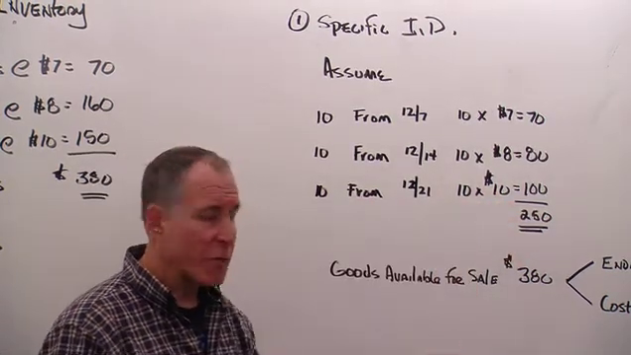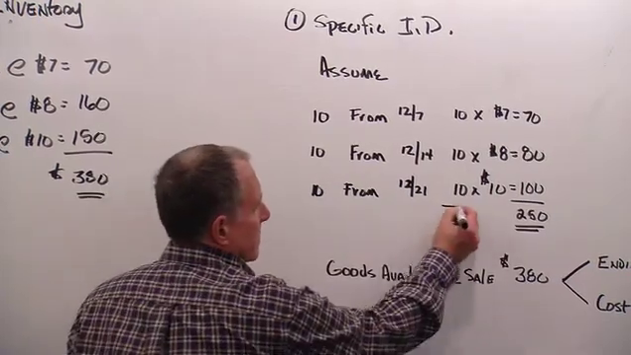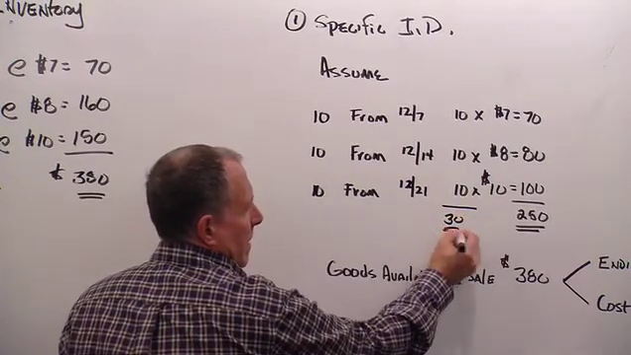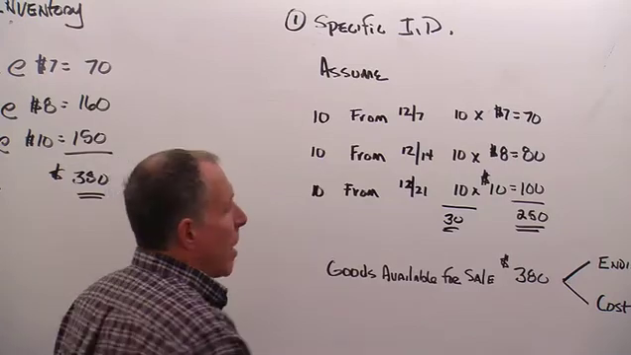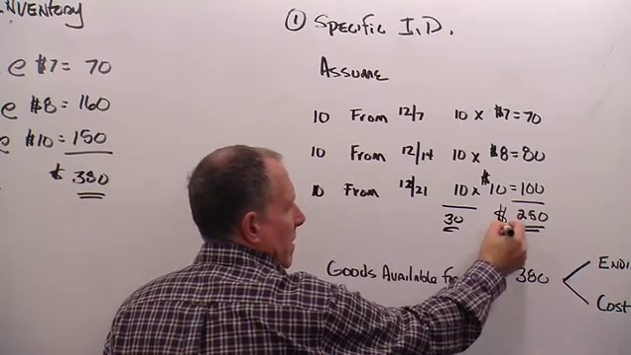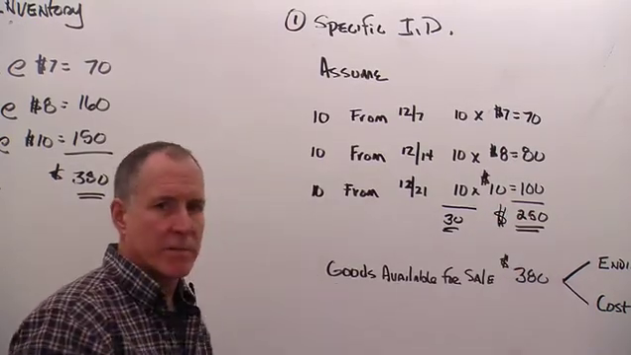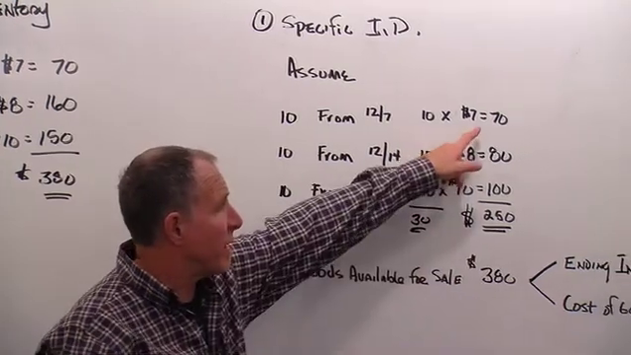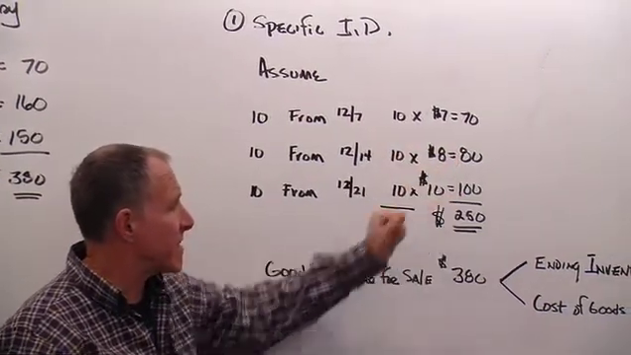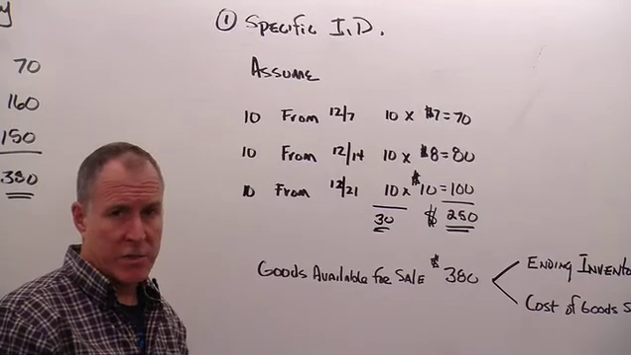So my 30 units that I have are a total of $250. That is, I have some at the $7, some at the 8, and some at the 10, total of $250.